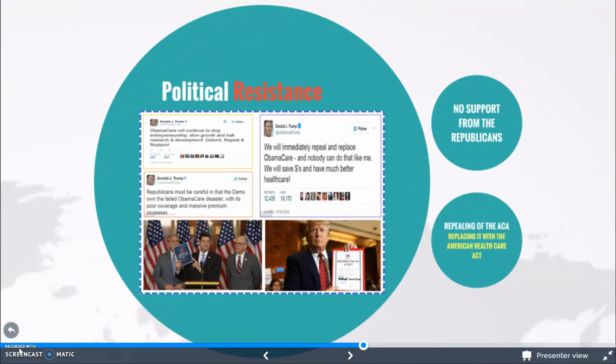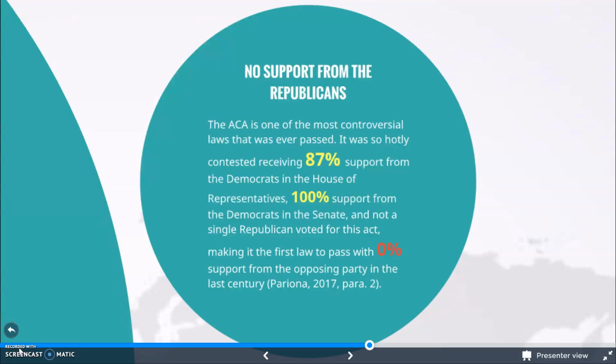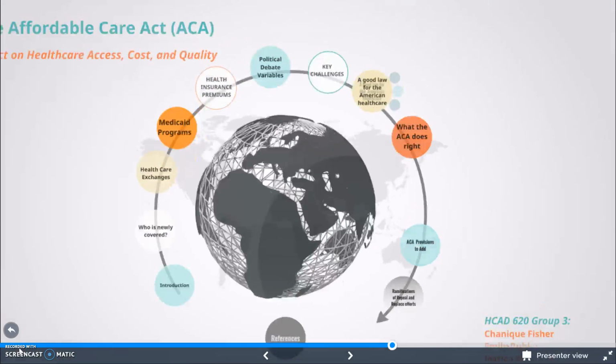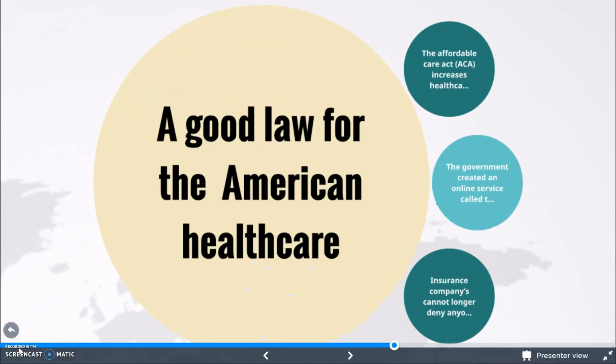And then you have political resistance, basically having no support from the Republicans. When the ACA was passed, only the Democrats from both the House of Representatives and the Senate were in support of the ACA, and there was 0% coming from the Republicans from both the House of Representatives and the Senate. This turns into the repeal of the ACA and replacing it with the American Health Care Act. So you have the American Health Care Act versus the Affordable Care Act. So a good law for American health care.